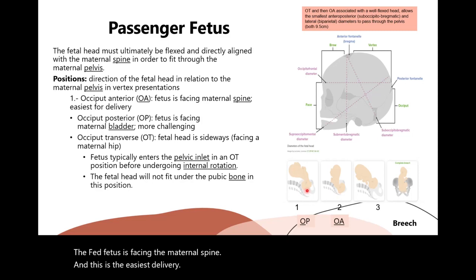Occiput posterior, when the fetus is facing the maternal bladder. Occiput transverse, when the fetal head is sideways facing the maternal hip. Occiput transverse is usually the way the fetus enters the pelvic inlet, but this position will not let the head fit under the pubic bone.